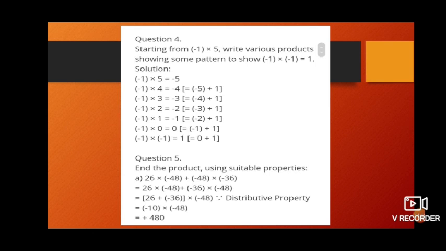Now, find the product using a suitable property. Here, they gave one sum. We have to use some suitable property to do this. I told you already, the distributive property will make our calculations easy. This sum will show that. See here. 26 into minus 48 plus minus 48 into minus 36.